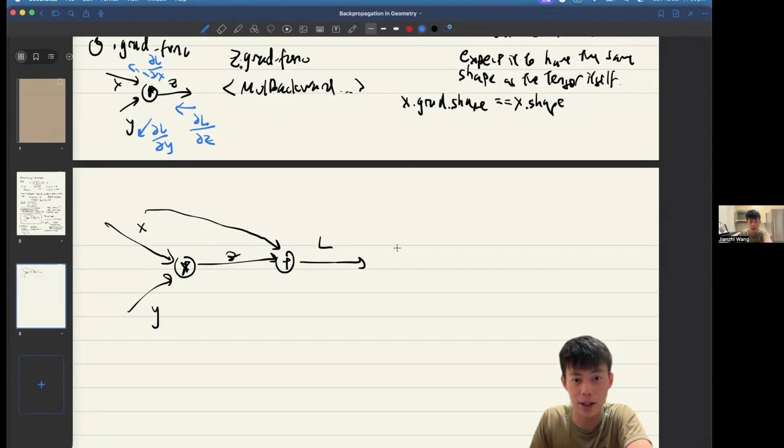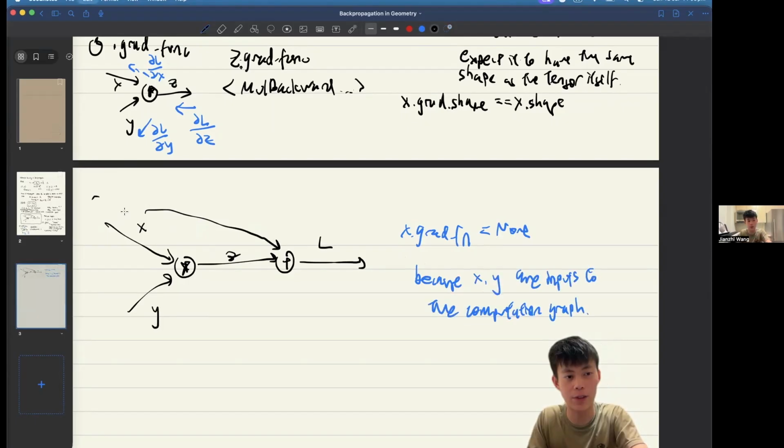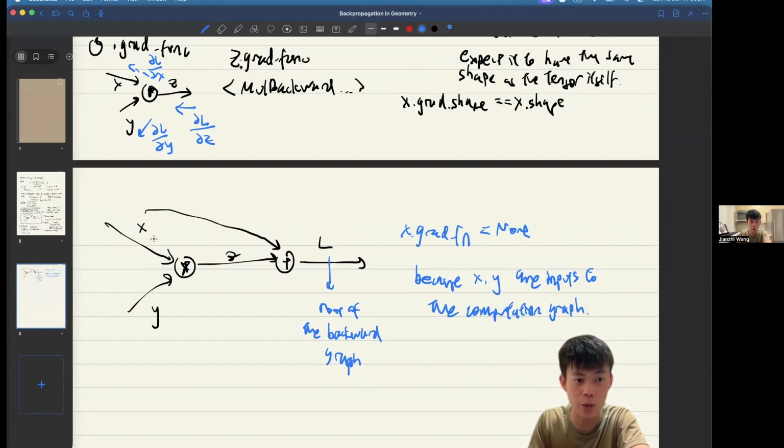We have seen just now that x.grad_fn is None. This is because x and y are inputs to the computation graph. So, a bit of PyTorch terminology here: we usually refer to the output variable as the root of the backward graph, and we refer to the inputs, in this case x and y, as the leaves of the backward graph. I sometimes also call them leaf tensors.